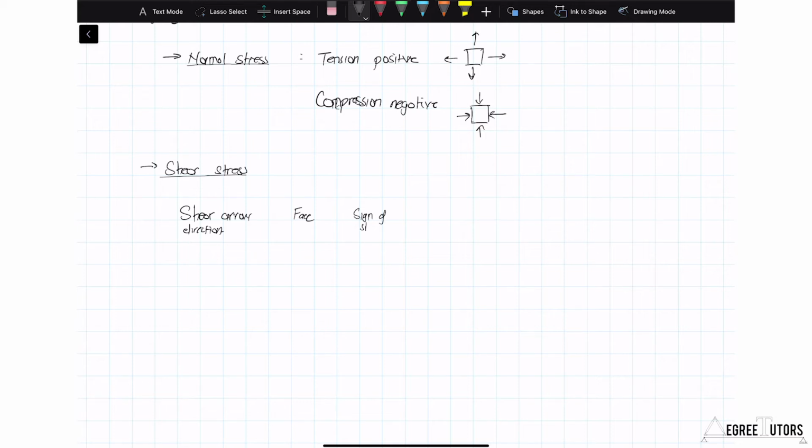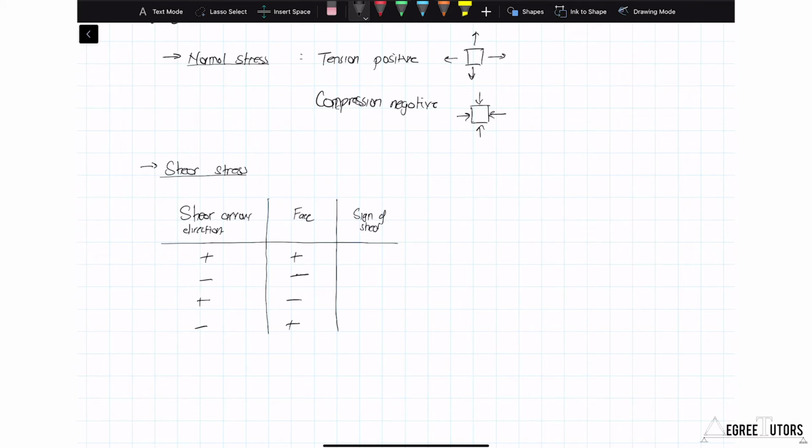Sign of shear. I could have a positive or negative arrow direction, and I can have a positive or negative face as well. So I could have four combinations here. I could have a positive face and positive arrow direction, so positive and positive. I could have a negative arrow direction and a negative face. I could have a positive and a negative, and I could have a negative and a positive. These are all the different combinations I could have.